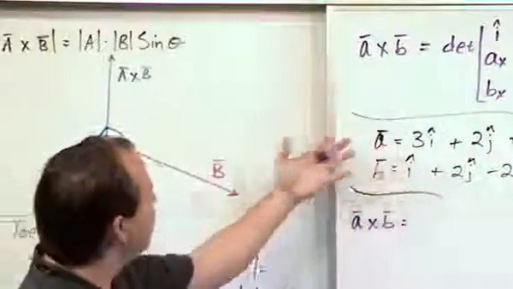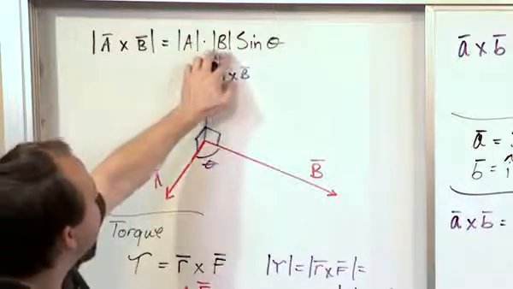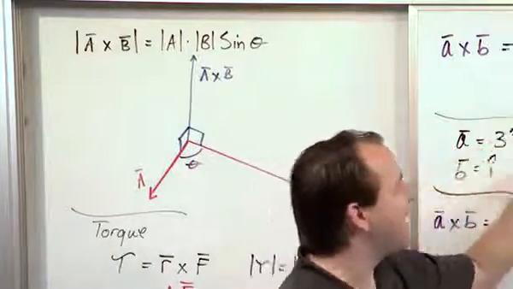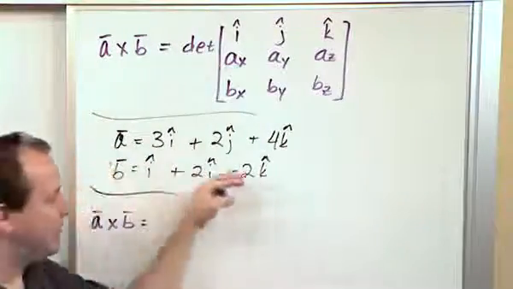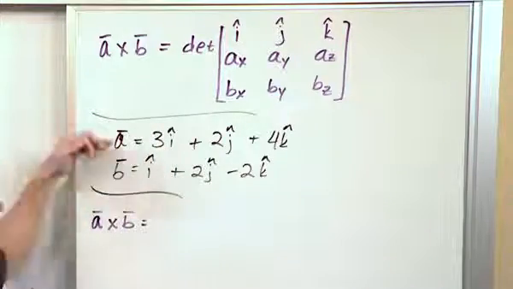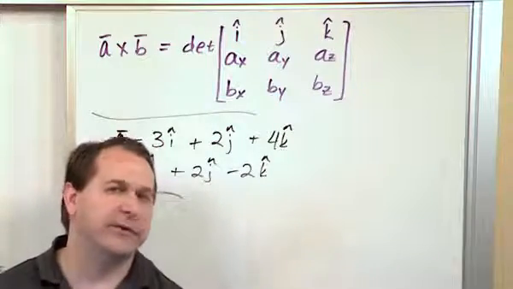Because what you typically learn in Physics 1 is that the magnitude of the cross product is mag A, mag B times the sine of the angle. In order to calculate that, I would need to find the magnitude of A and the magnitude of B, which I know how to do with the Pythagorean theorem. But I would need to find the angle between these 2 vectors. Can you look at this and tell me what the angle between those 2 vectors is?